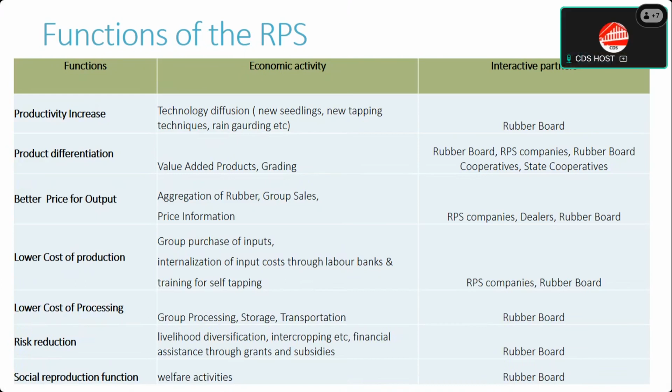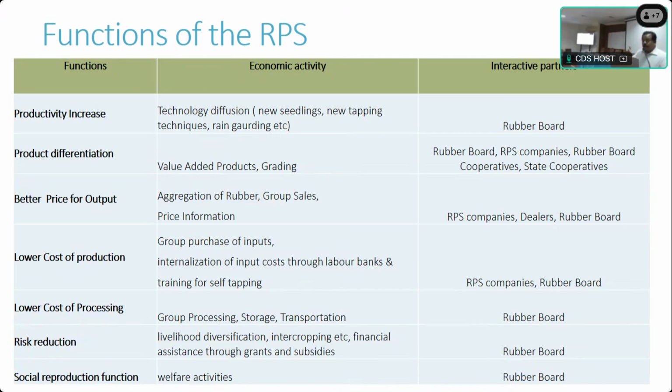And what are the economic activities that these RPSs are supposed to do? For productivity increase, for instance, you could do technology diffusion. This includes providing new clones, new tapping techniques, rain guarding, and so on. For product differentiation, you could do value-added products, and so on. For better pricing, you could do aggregation of rubber, group sales, providing price information, and so on.